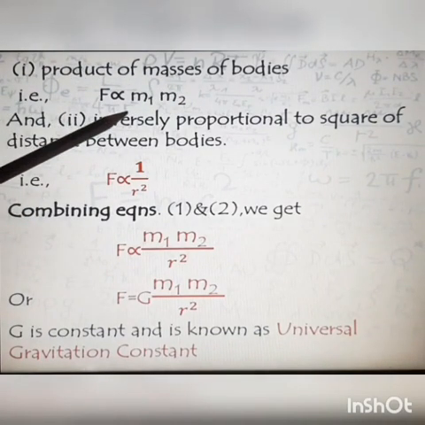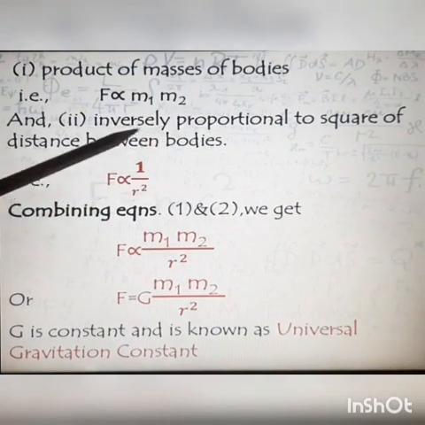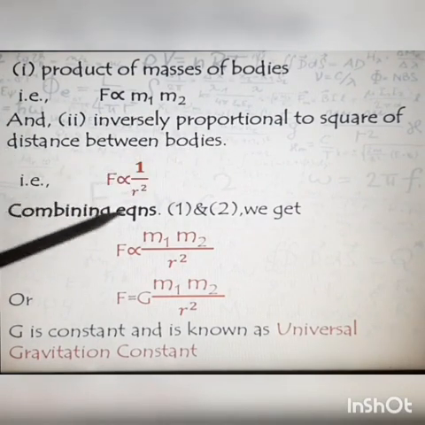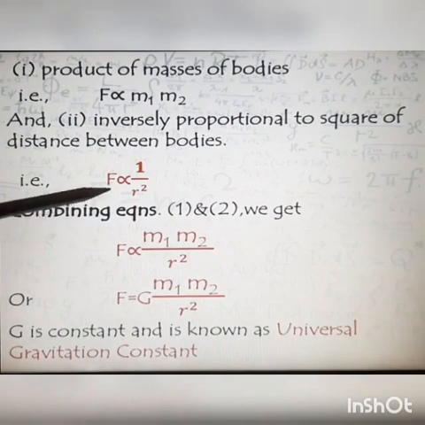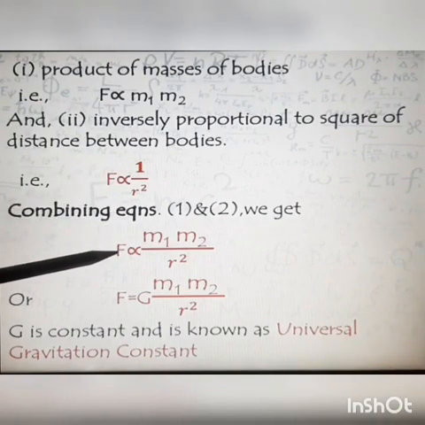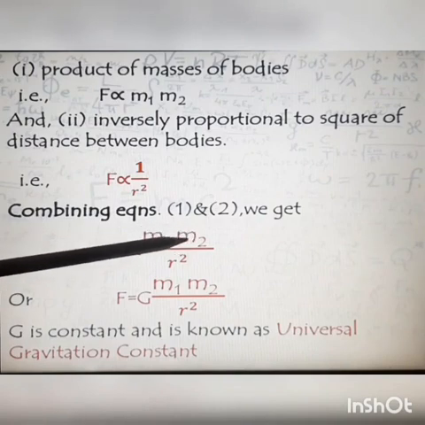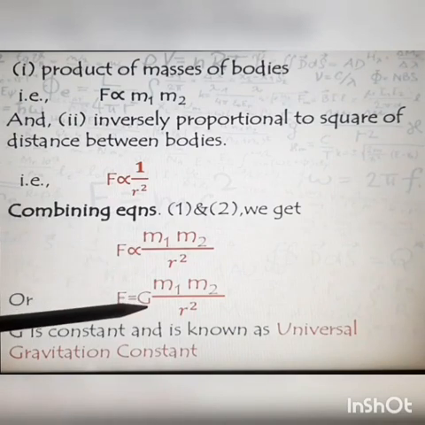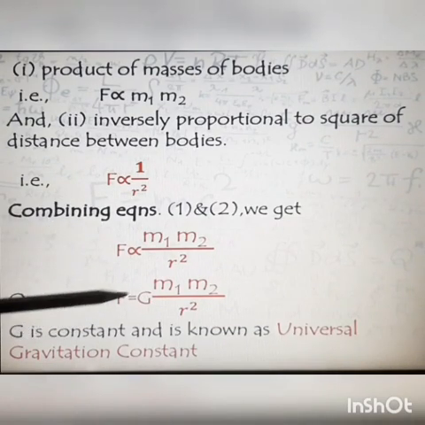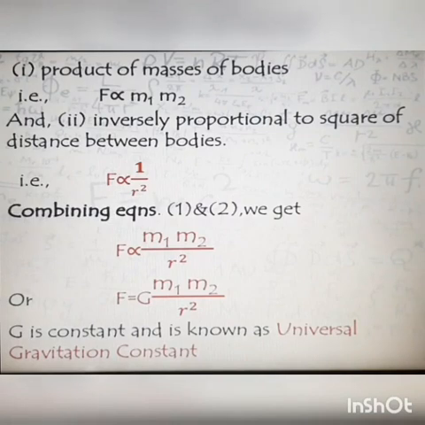And by second one, it is inversely proportional to the square of the distance between the two bodies. This is also known as inverse square rule. So F proportional to 1 by r square. If I combine these two equations, we get F proportional to m1 m2 by r square. Now, in order to remove this proportionality sign, we have to take a constant. This constant is G, and this G is known as universal gravitational constant. As the name suggests, the value of G remains constant all throughout the universe.